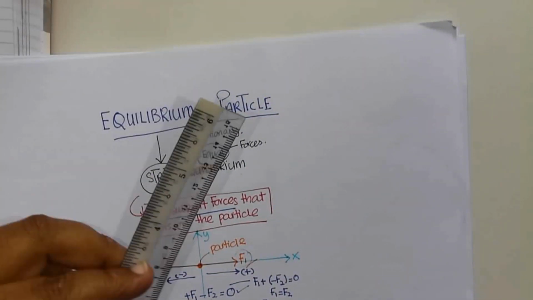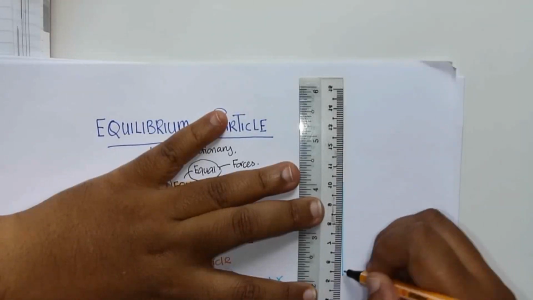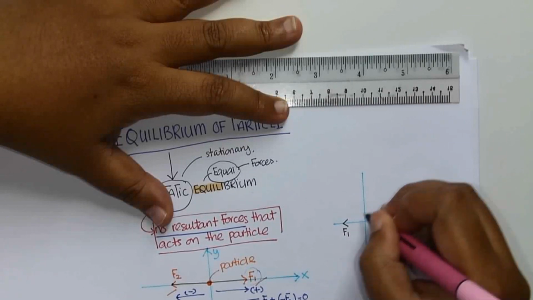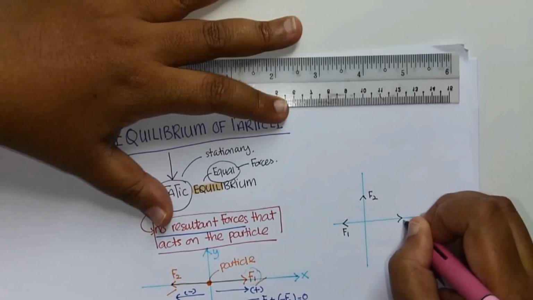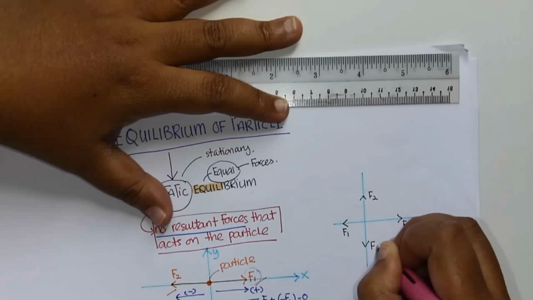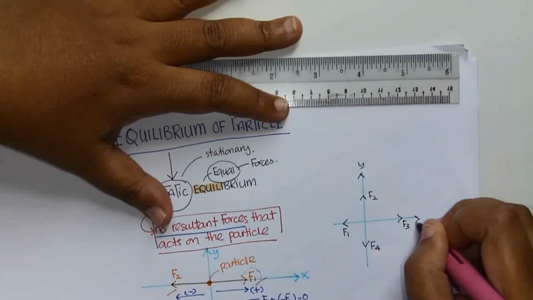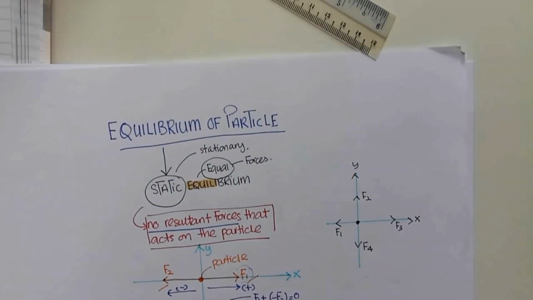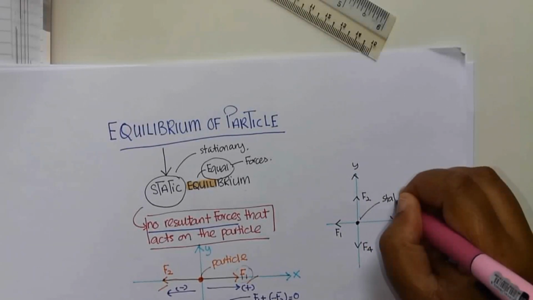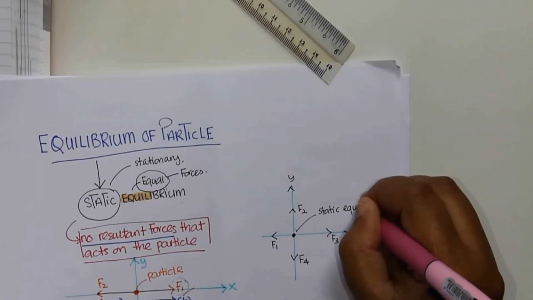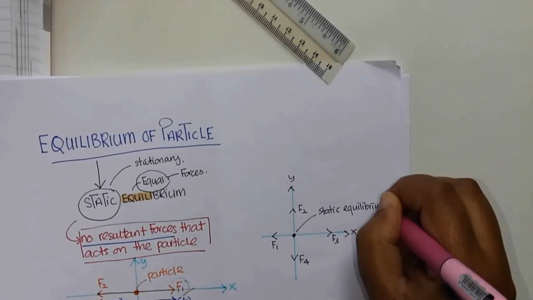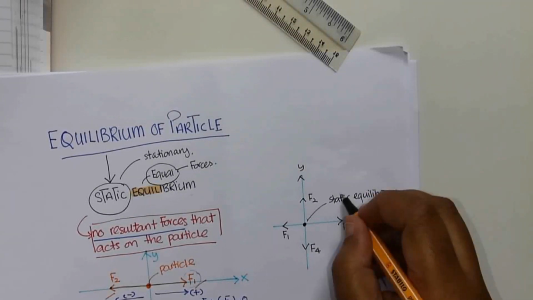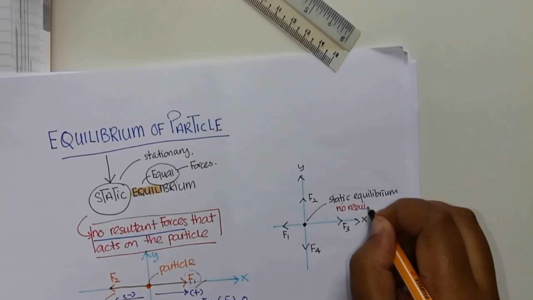Okay, so if I have something like this, I have four forces. This is F1, this is F2, this is F3, this is F4. Okay, so this is the y-axis, this is the x-axis. So what can I say? First thing, this is the particle, and it is in static equilibrium. So what can I say? The object is stationary. So the concept says no resultant force.